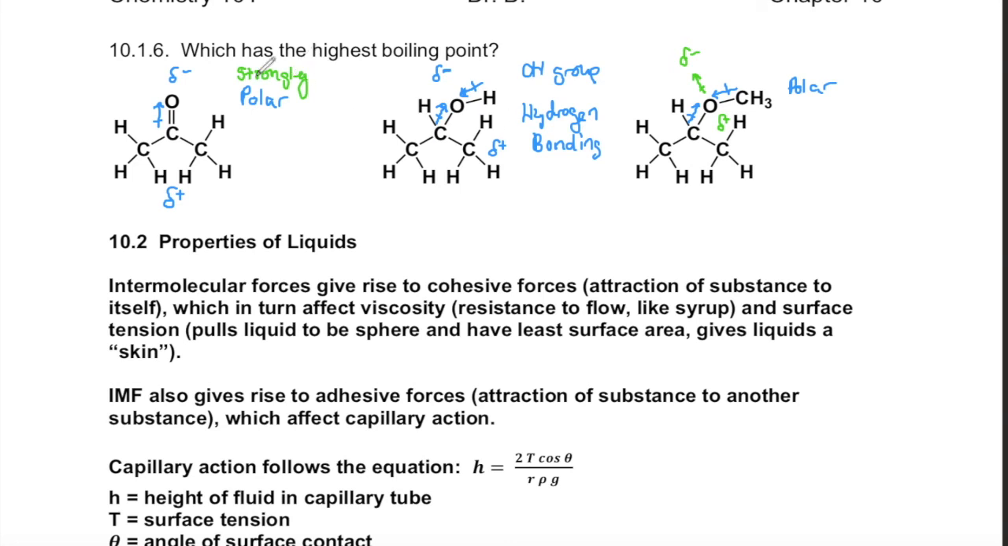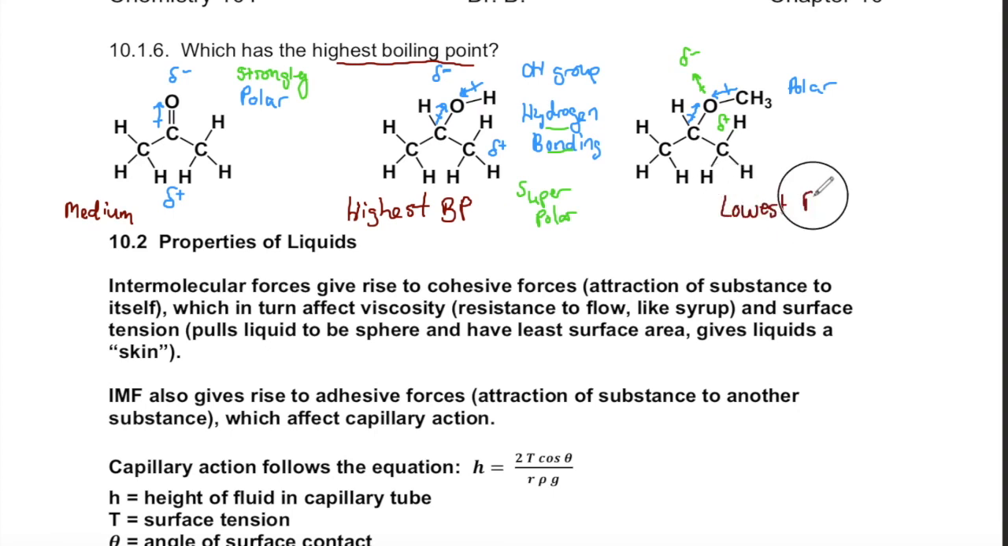So I'm going to call this strongly polar. I'm going to call this superpolar because of the hydrogen bonding. And I'm going to call this one just polar. So this hydrogen bonding one would have the highest boiling point, and that is what we wanted you to be able to answer in this question. But just to keep you informed, this would have the medium one, and this one would have the lowest boiling point. Just because of the vectors of these dipole moments, these are a little bit less strongly in one particular direction, whereas this one is more strongly in one particular direction.